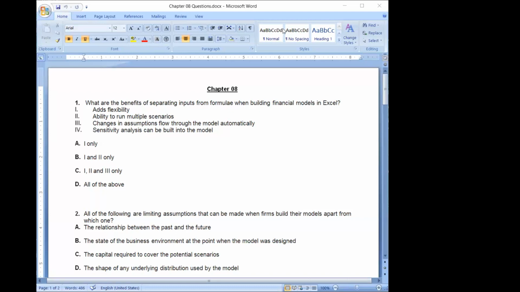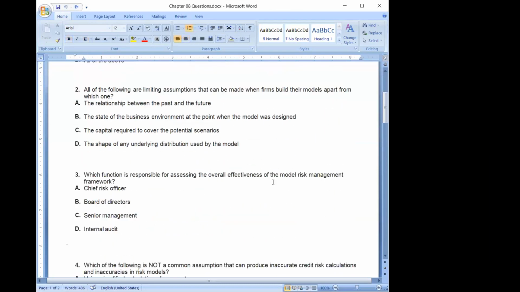So if you look at the given responses, all the points given are relevant. They are all benefits. With flexibility, you can run multiple scenarios. When you update the changes in assumptions, automatically the model will get updated. And also you can build sensitivity analysis into the system. So you can say, what if this increases by 10%, what will be the results? You can do that kind of exercise as well. So all of them is the answer, right? All of the above, D. Right. Question number 2.